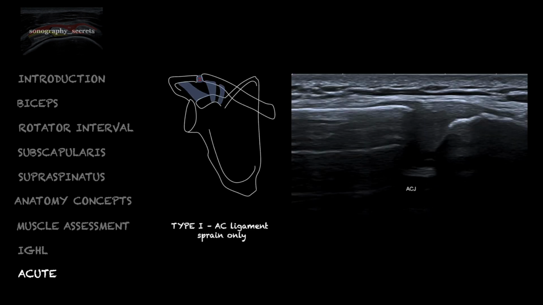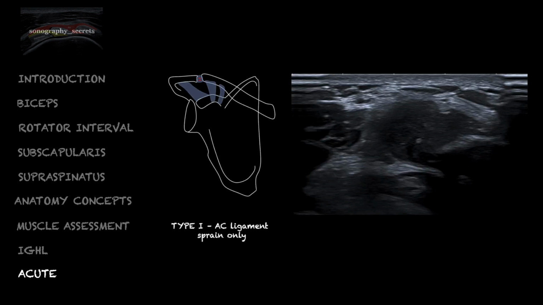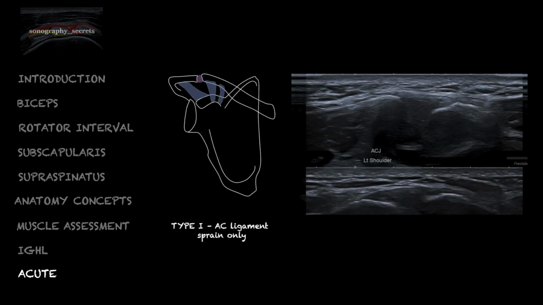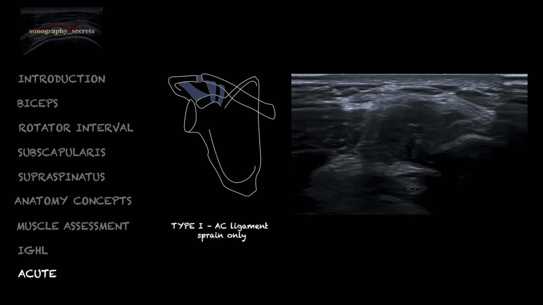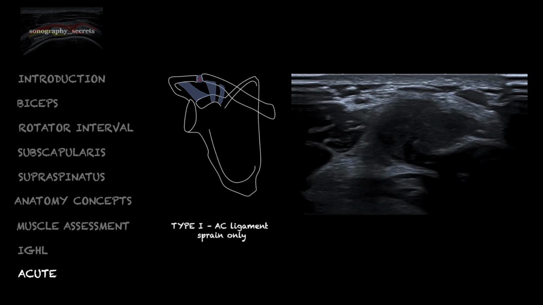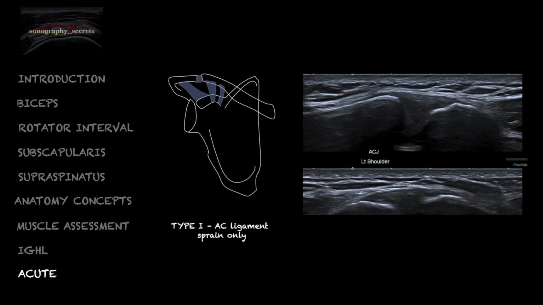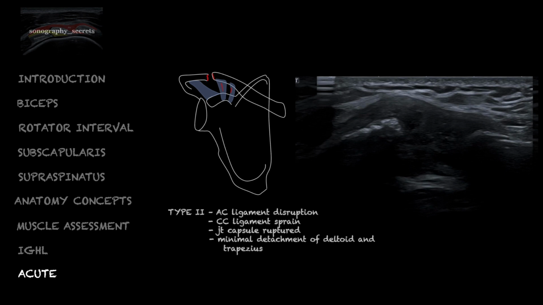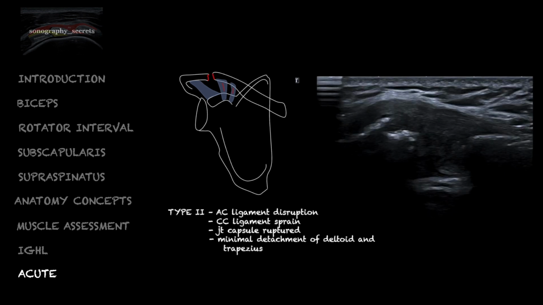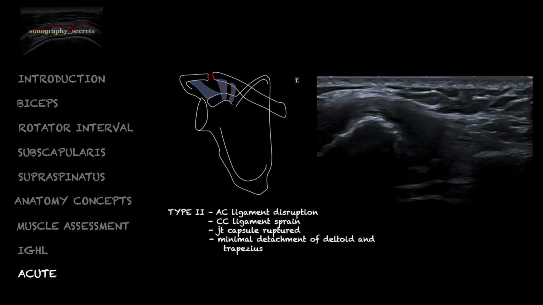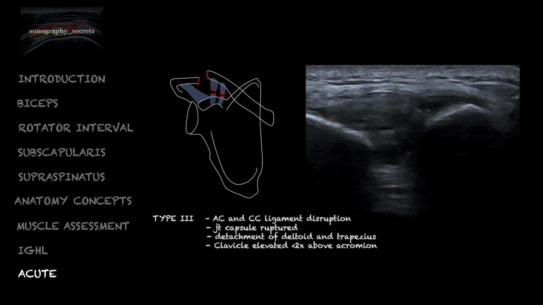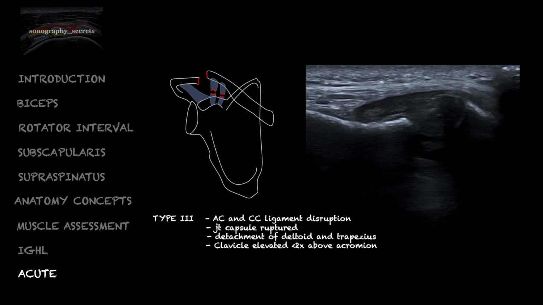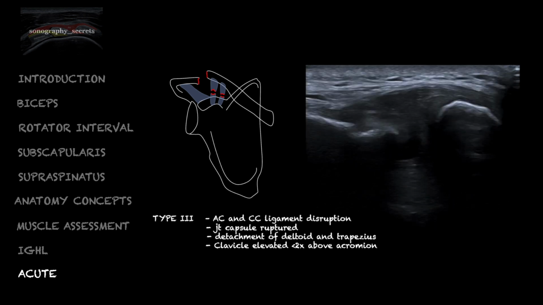So here's an example of a grade 1 AC joint injury, and this can be difficult to differentiate from normal on ultrasound findings alone. Clinical correlation is often required. Focal tenderness with painful horizontal flexion can suggest an AC joint injury. A grade 2 injury is a little more obvious. There's mild thickening and edema of the AC joint. And a grade 3 injury shows some widening and elevation of the AC joint with edema and fluid.